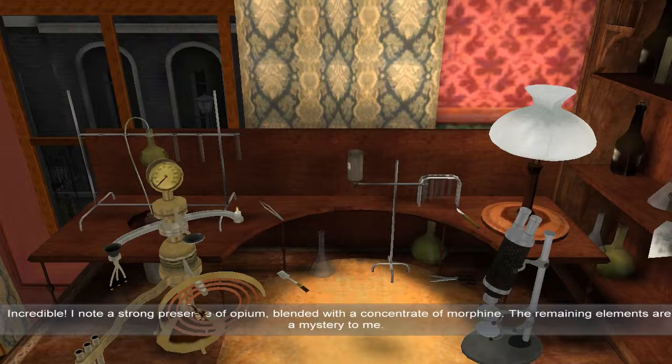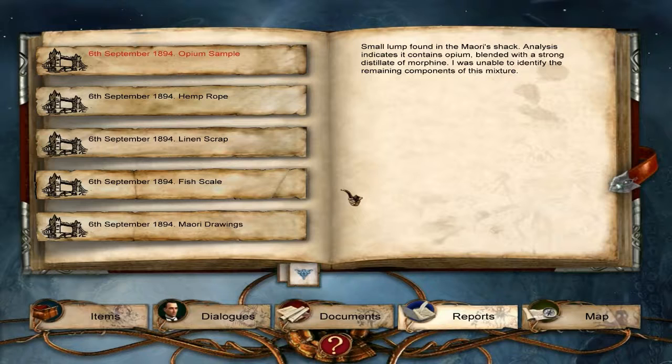Incredible. I note a strong presence of opium blended with a concentrate of morphine. The remaining elements are a mystery to me. So, he was eating meatballs spiced with opium and morphine? Sounds pretty good. Small lump found in the Maori shack. Analysis indicates it contains opium blended with a strong distillate of morphine. I was unable to identify the remaining components of this mixture.